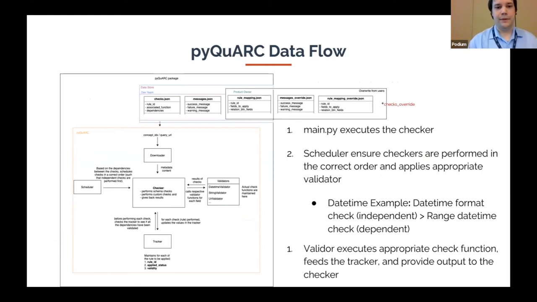There's a simple main.py Python function that executes this checker. There's also a scheduler that ensures the checks are performed in the correct order and that dependencies are captured. For example, you want to make sure your date time is in the correct format before doing any checks to see if the ranges applied for those are correct. And then there's the validator that actually executes the check functions and feeds the tracker, which goes through the entire check process and then outputs the information to the screen.